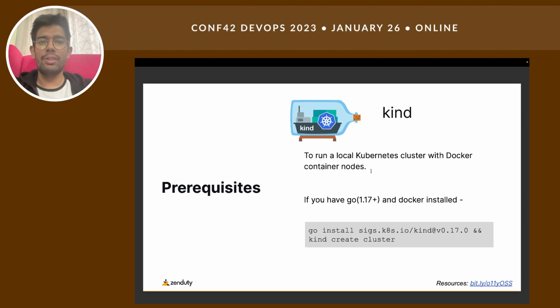First up, we have the Kind tool. Kind is a tool for running local Kubernetes clusters using Docker container nodes. Kind was primarily designed for testing Kubernetes itself. And if you have Go 1.17 plus and Docker installed, all you have to do is run this command to install and run Kind locally. I'll be sharing all links, snippets, and resources I mentioned in the talk in a gist, and you can find the link for the same down below.